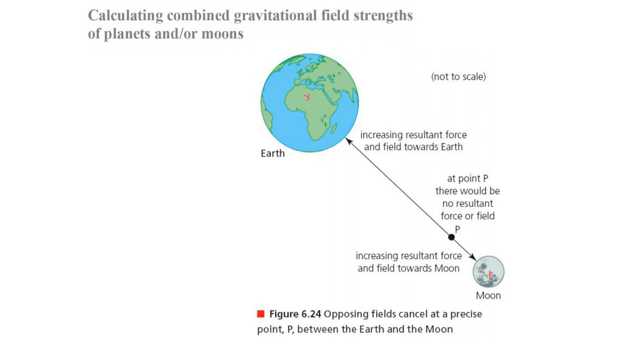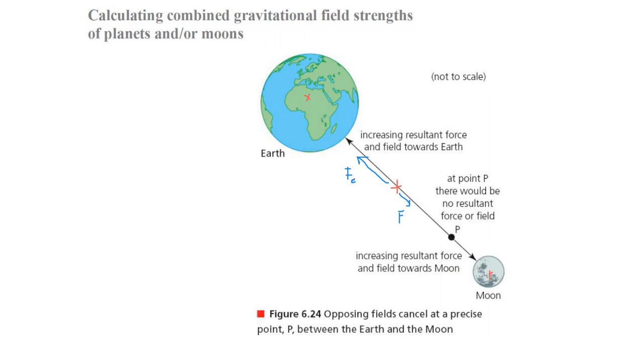Now, if I place an object here, more or less between the two, there will be a force acting towards the Earth and a force acting towards the Moon. According to this diagram, as you can see, X is more or less in the middle. It's actually closer to the Earth. Then the force due to the Earth would be bigger than the force due to the Moon.